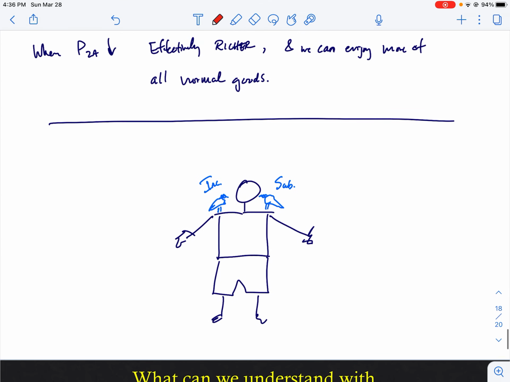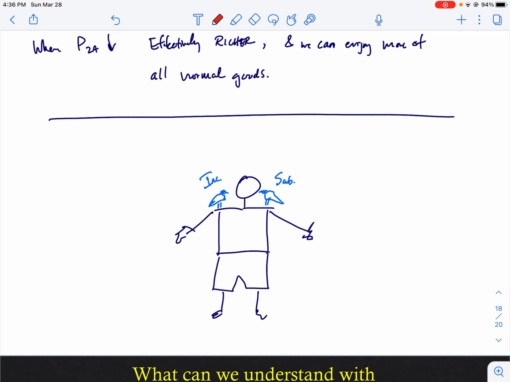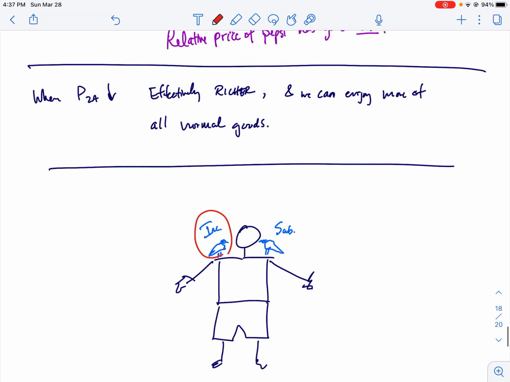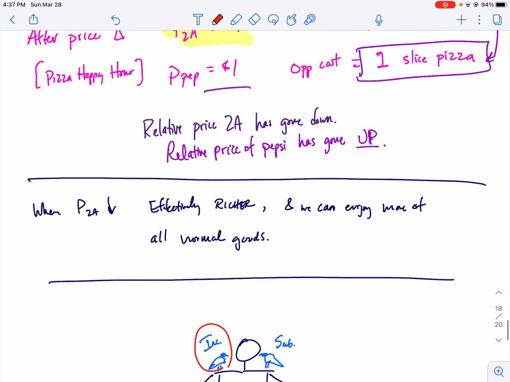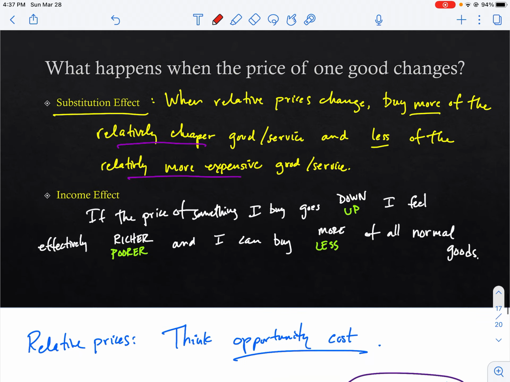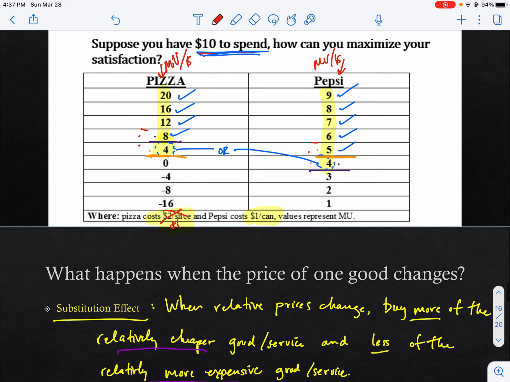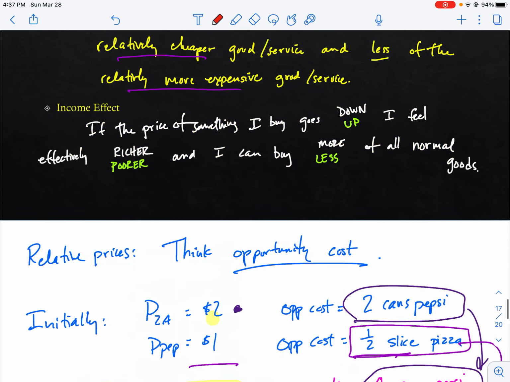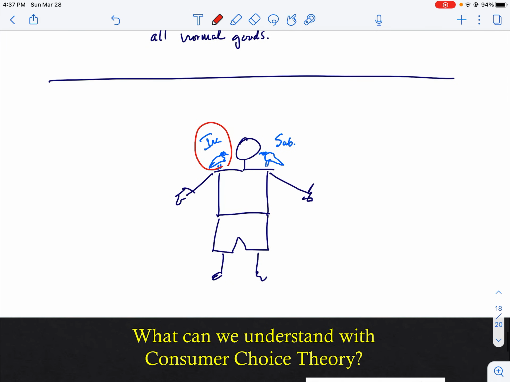Does that mean there was no substitution effect? No, it just means that the income effect was stronger, right? The income effect was more powerful than the substitution effect in this particular instance. Why? Because they had more of both. The substitution effect said, have more pizza but less Pepsi. And so at the end of the day, we saw that this individual had more of both, which means the income effect overpowered the substitution effect.